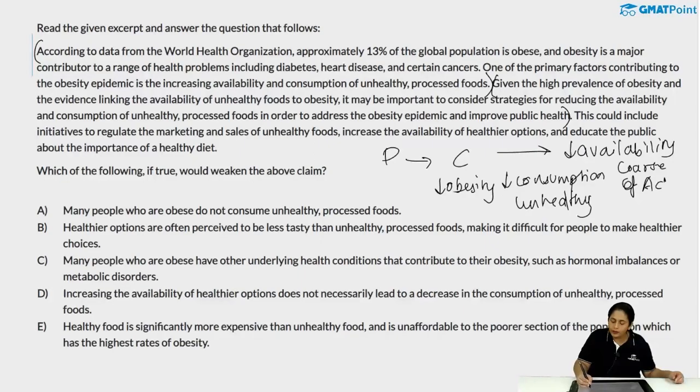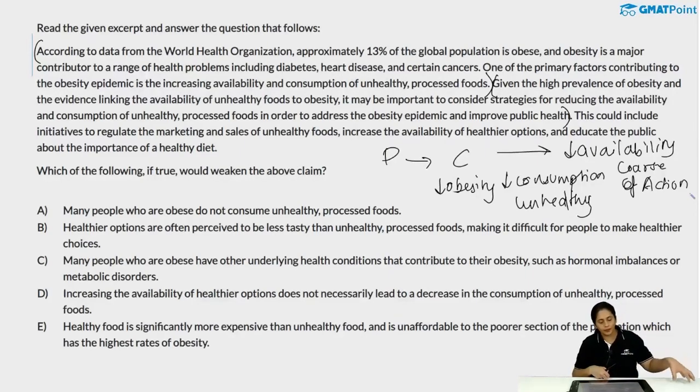Why do you want people to switch from unhealthy food to healthy food? We want them to switch because unhealthy food is linked to obesity, and there's an obesity epidemic going on. So to stop the obesity epidemic, you want to reduce the consumption of unhealthy food. To reduce the consumption of unhealthy food, you identify that I'll make it less easily available. I'll regulate how it is marketed and sold. I'll increase the availability of healthy food. And by doing all of this together, I'll educate the people, and I'm going to reduce the consumption of unhealthy food.